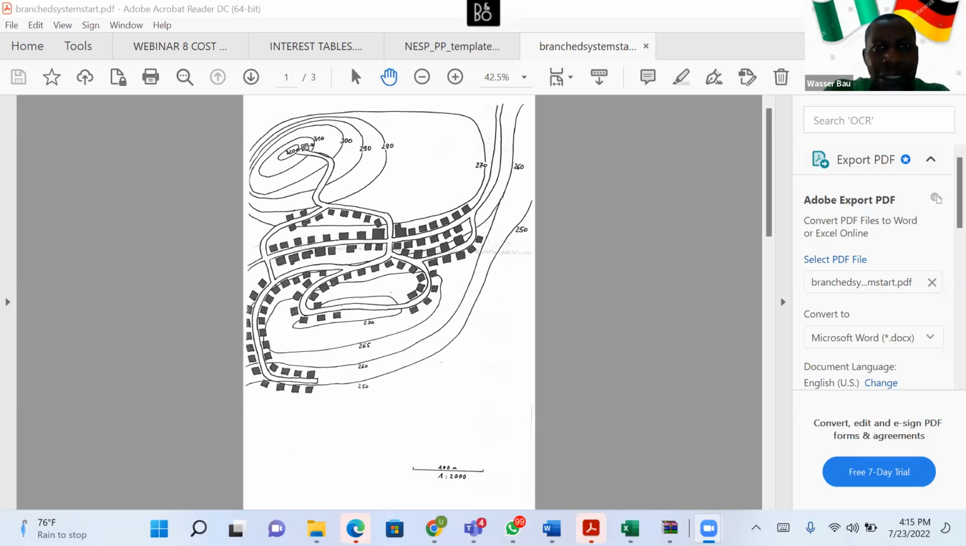Last week, I told us that one of the most important information you need is the layout and the topography. Why do you need the layout? Because you need to know where you're going, what you're designing for. Then why do you need the topography? Because with topography, you'll be able to know where to size your different components. Typically, the storage tank will be at the highest.